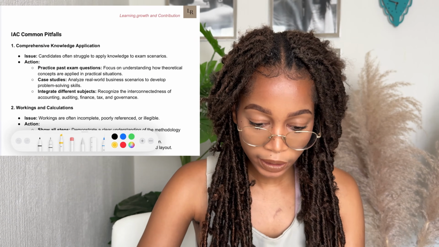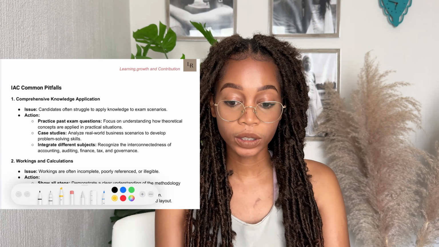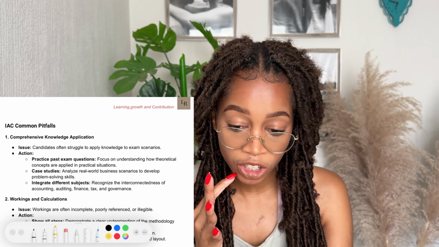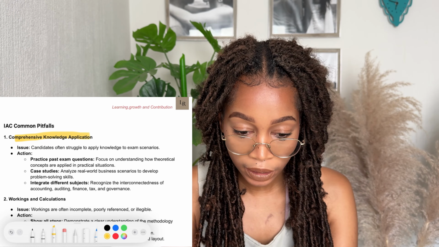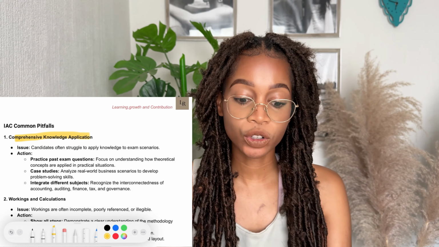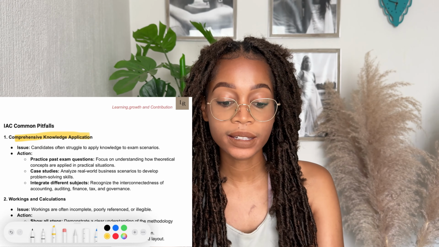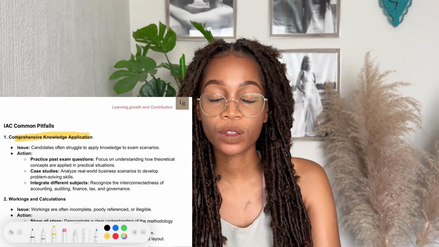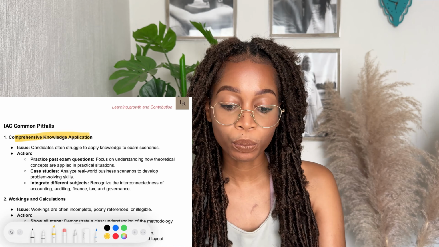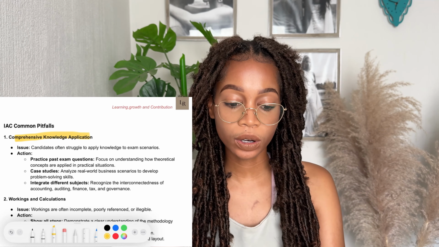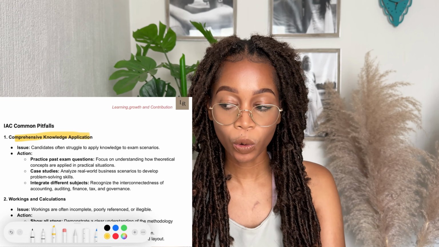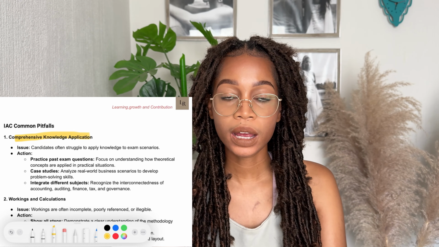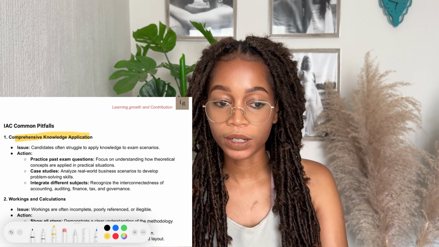I'm going to put on my highlighter over here. So the first one, I think I've labored on this quite a lot during the sessions we've had, the past 3 videos, is number 1, comprehensive knowledge application. A lot of IAC candidates still struggle to apply their theoretical knowledge to practical or real life scenarios. So this is a common pitfall, and this is the main one all the time. If you go through the markers' comments, y'all don't know how to apply your theory to your practical.